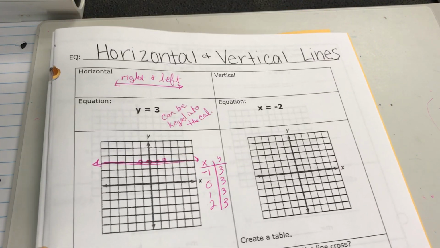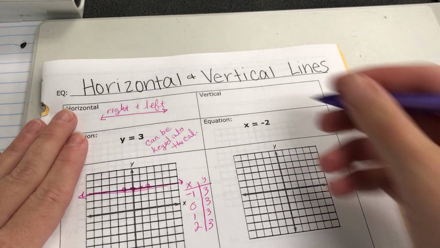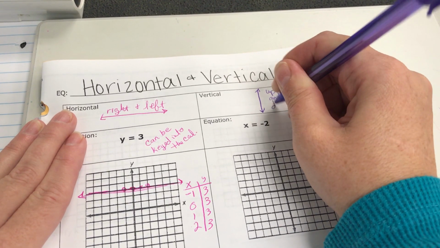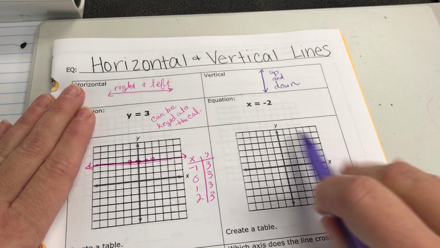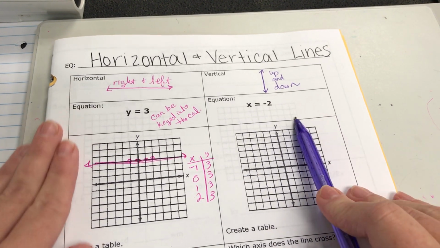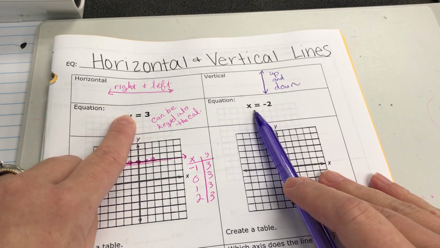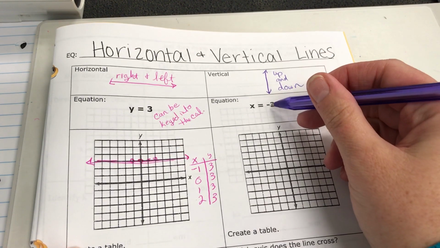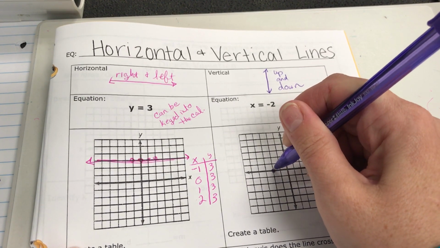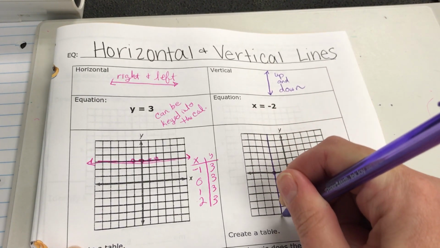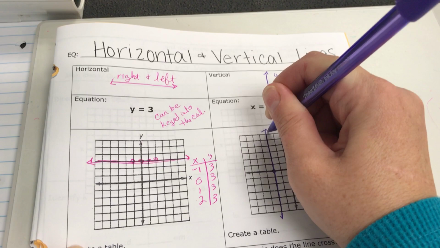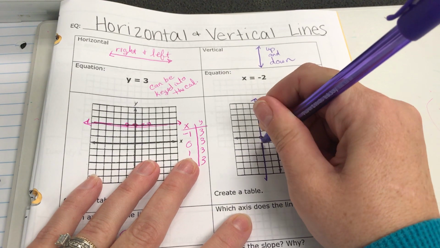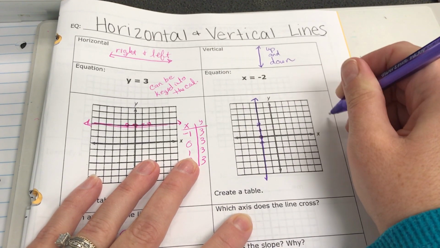All right, so now let's talk about vertical lines. What does a vertical line look like? Well, a vertical line goes up and down. It is graphed in the equation x equals -2. This is our example. So horizontal lines are y equals, vertical lines are x equals, okay? So for x equals -2, you go to -2 on the x-axis and you draw a vertical line. Okay? Now let's create a table for this. So let's use this point, and this point, and that point again.